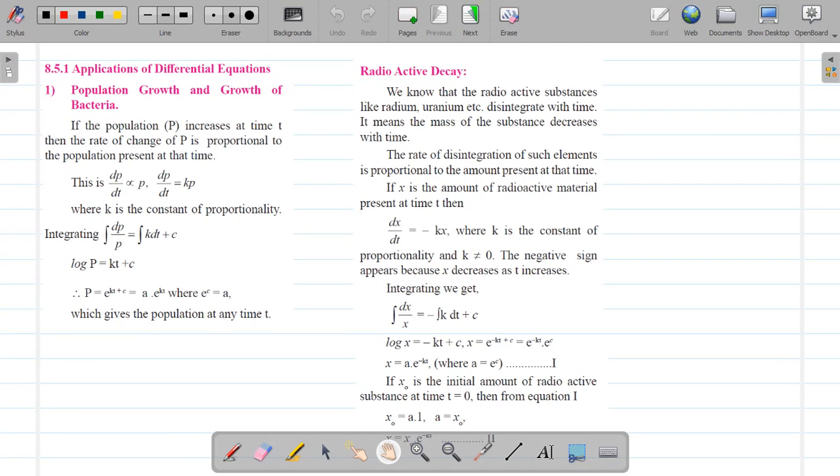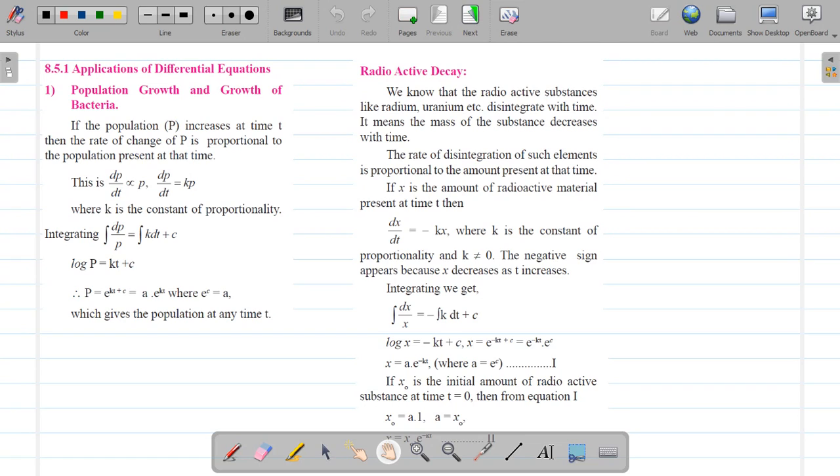If the population P increases at time t, then the rate of change of P is proportional to the population present at that time. You know that rate of change of P means the derivative of P with respect to time. All of you know that rate of change means the derivative. So if the population is considered as P and the rate of change of P is proportional to the population present at that time, then mathematically this can be written as dP by dt is directly proportional to P.